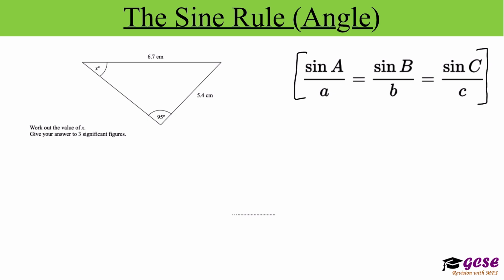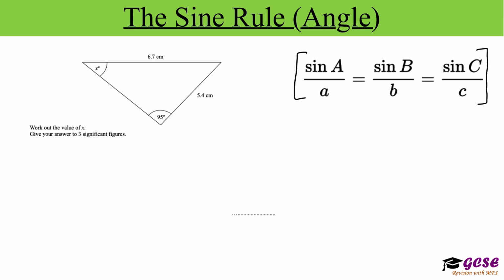But there's nothing much really changed. All that's changed is that the numerators have gone to the denominator and the denominators have gone to the numerator. The fraction has just switched. So it's sine A over a equals sine B over b equals sine C over c. This is the formula that we are going to be using.